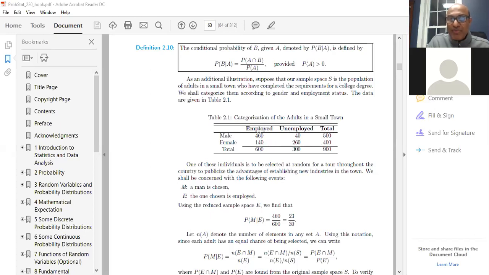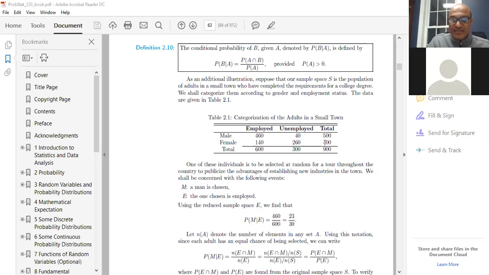The total number of employed people in the town is 600. Total of unemployed in the town is 300. So 600 plus 300 is equal to 900. So this side and this side, look at my cursor, the numbers must be matching over here.